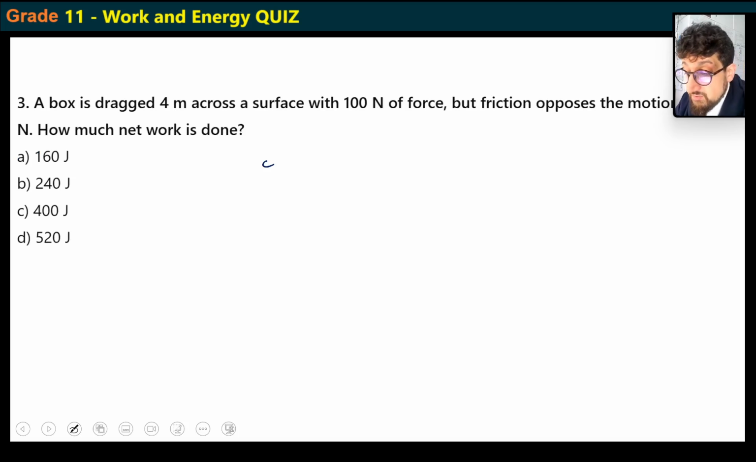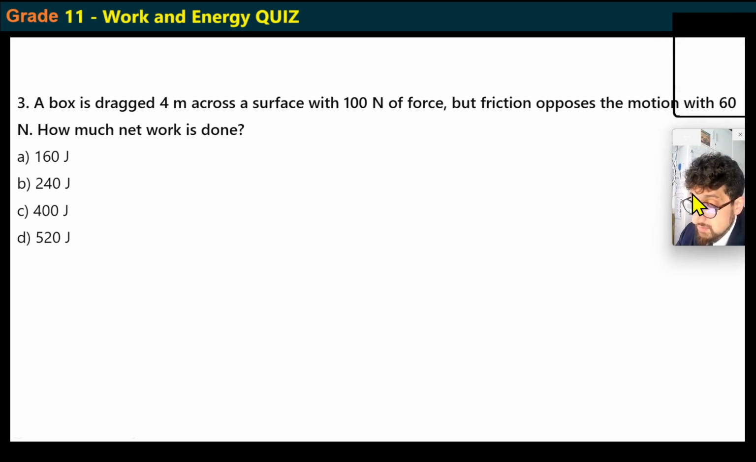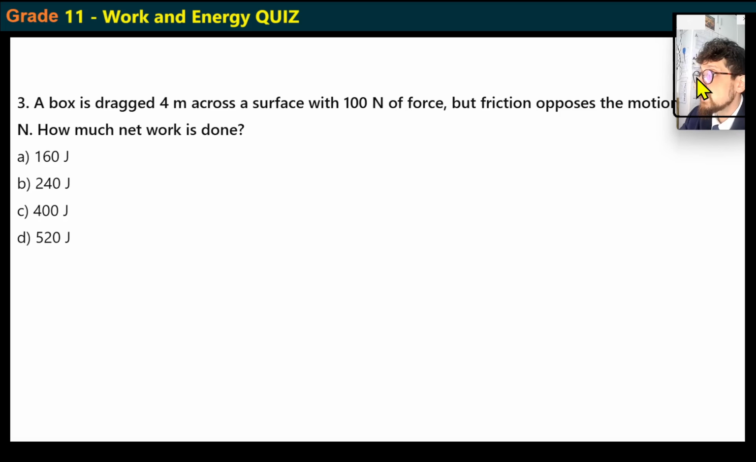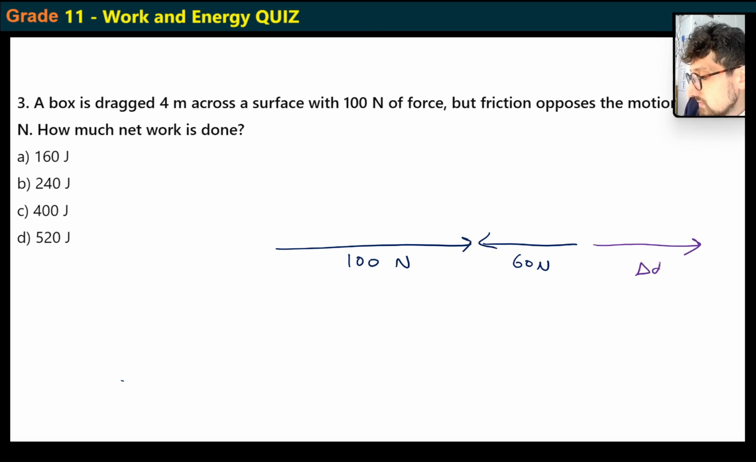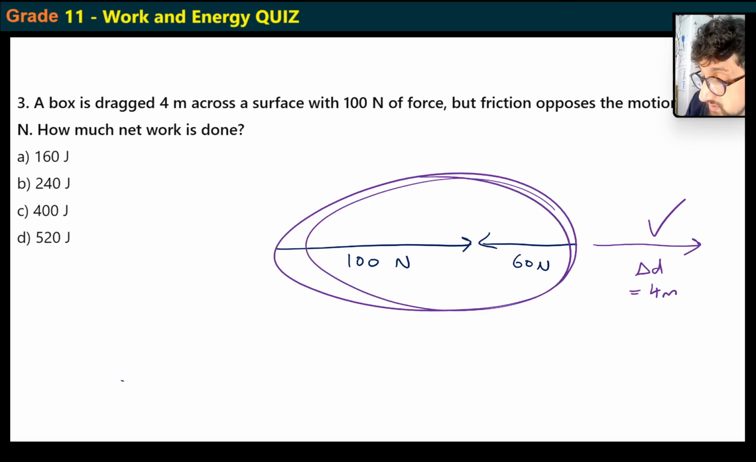A box is dragged 4 meters across the surface with 100 newtons of force, but the friction opposes the motion with 60 newtons. How much net work is done? So we've got 100 newtons of force. We've got friction, which is 60. And then we've got a displacement of 4 meters. So that's no issue.